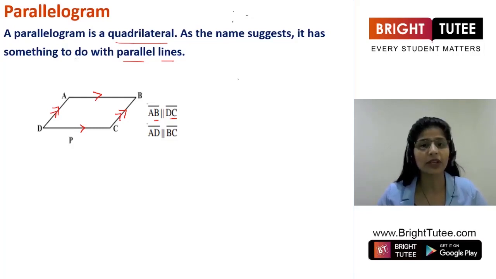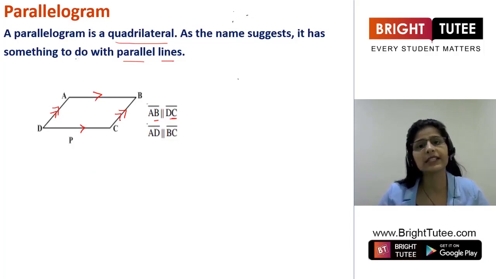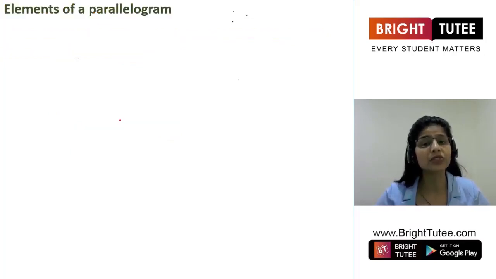Clear? Now what we are going to do is discuss some basic properties of a parallelogram. What about its opposite angles? What about its opposite sides? What about its adjacent sides and adjacent angles, and so on? What about its diagonals, like this? So let us first discuss elements of a parallelogram. Let's start with the topic. Elements of a parallelogram. What are the elements of a parallelogram? Elements means parts only.